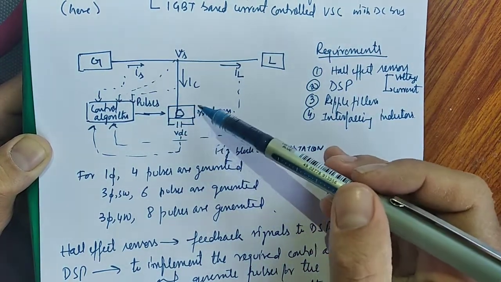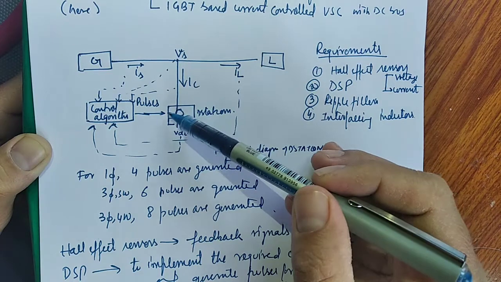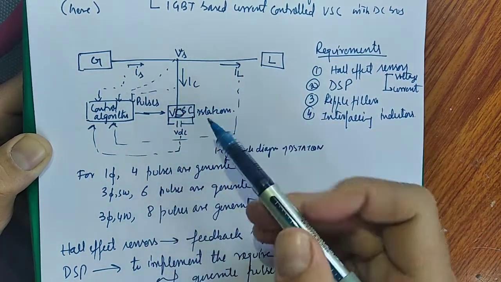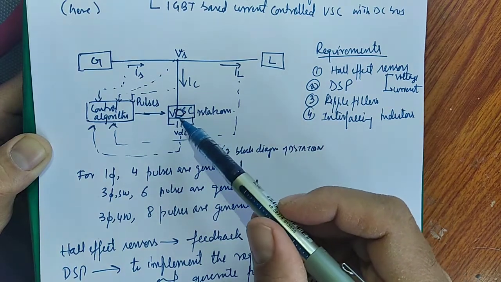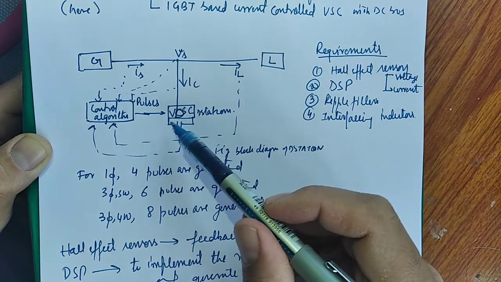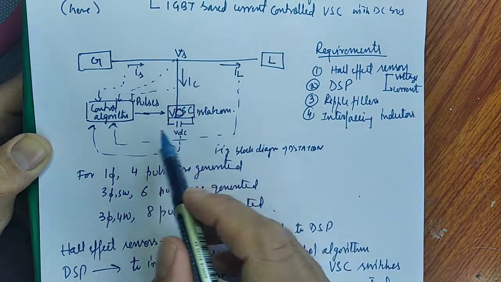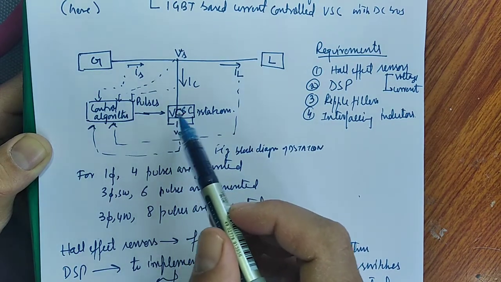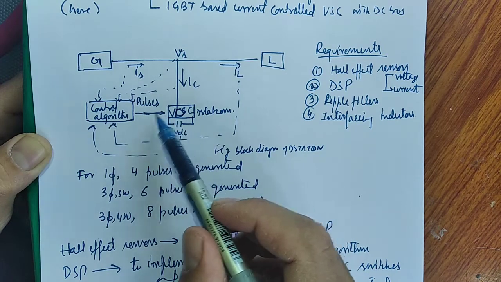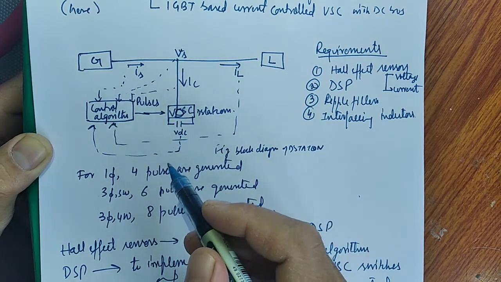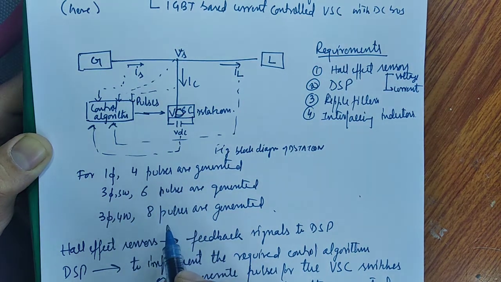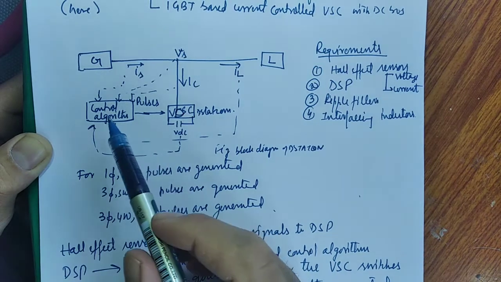So this D-STATCOM, this is a VSC actually, voltage source converter. For 3-phase it has 6 switches, for 3-phase 4-wire it has 8 switches, and for single phase it has 4 switches. So we need to generate pulses. For example, for single phase we need 4 pulses, for 3-phase 3-wire we need 6 pulses, and for 3-phase 4-wire we need 8 pulses through this controller.